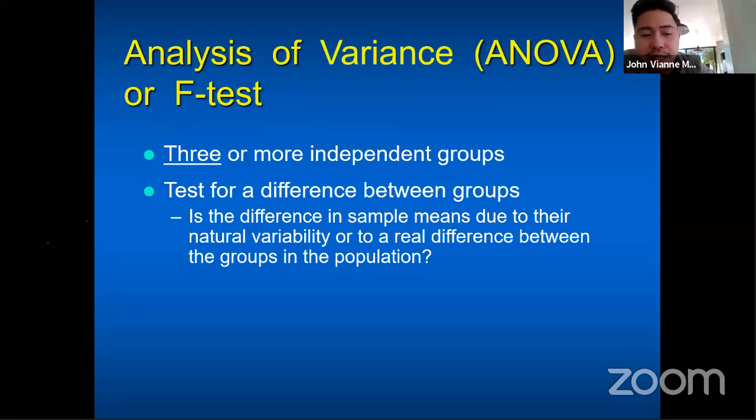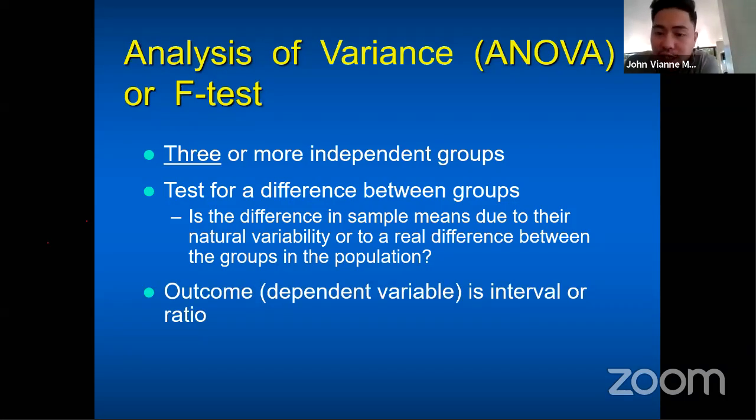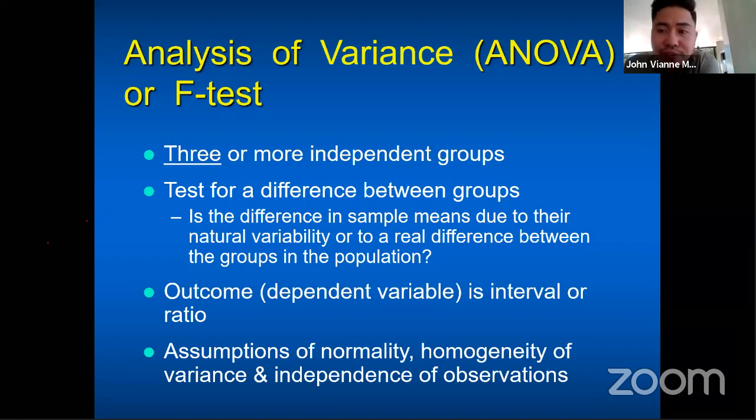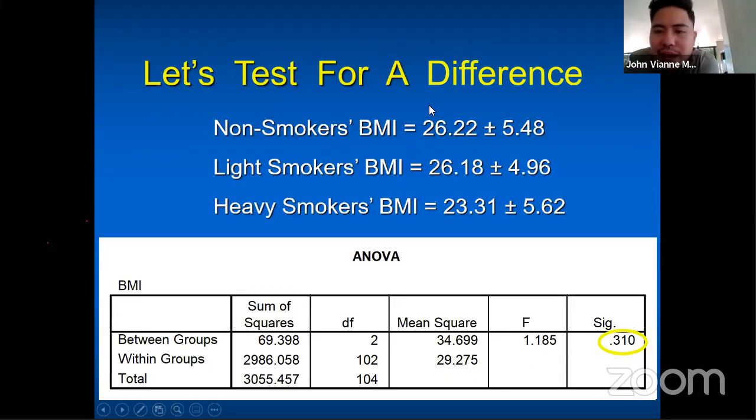So same yapon ang inquiry. Is the difference in sample means due to their natural variability or to a real difference between the groups in the population? And in the outcome, you still need to use interval or ratio variables because one-way analysis of variance or F-test is a parametric test. And assumptions of normality, homogeneity of variance, and independent observations, these are the assumptions of parametric statistics. So we're going to check. No? So the F-test reveals the following. An F-test reveals an F value of 1.185 with a sig value or a P value that is 0.310.